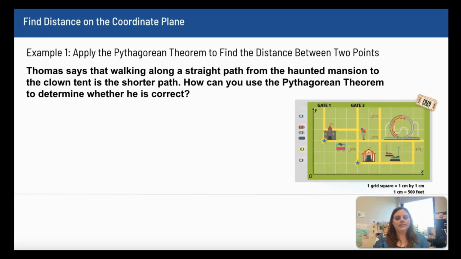We're first going to look at a little situation. Thomas says that walking along a straight path from the haunted mansion to the clown tent, so you can see these here, haunted mansion to the clown tent, is shorter than going the yellow path. How can you use the Pythagorean theorem to determine whether he is correct?